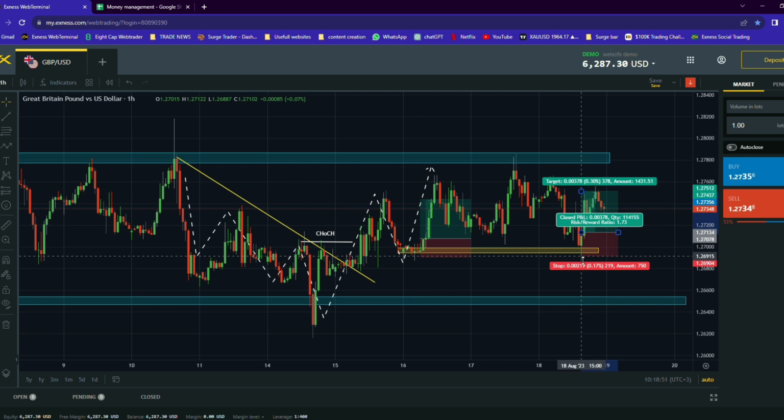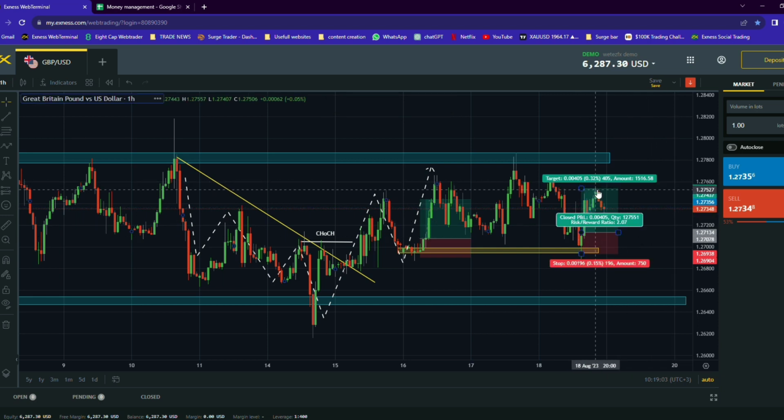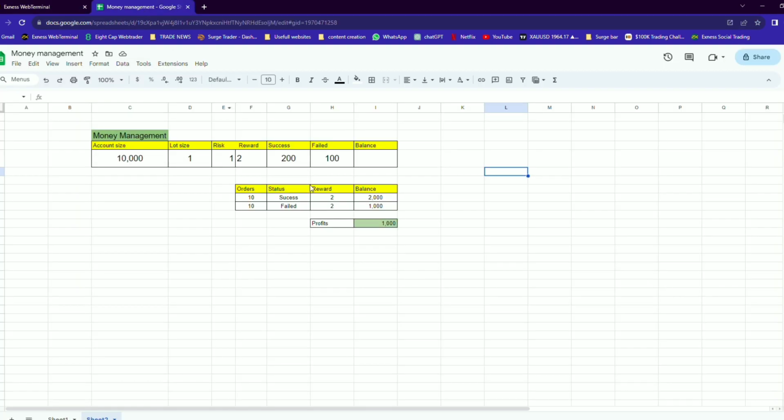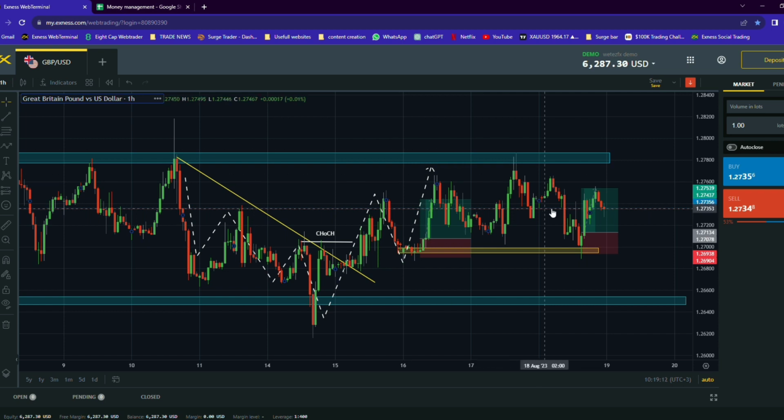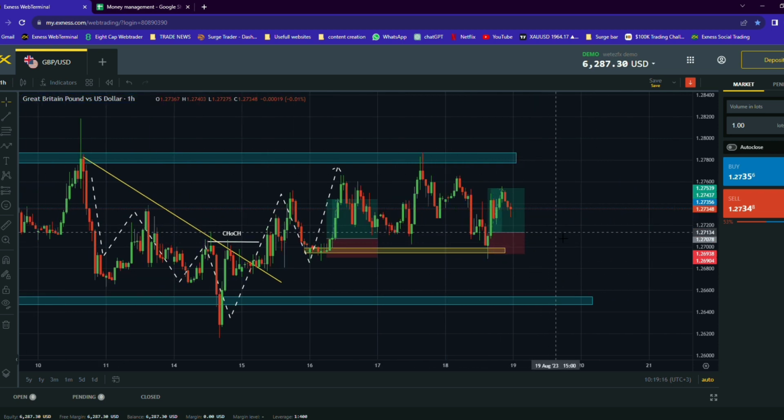You're putting your risks below the demand, and you're putting your gains. Let's try to make it 2. You're putting your gains a little bit around 2, so it has to be a risk of 1 to 2. We are trying to fit all the setups into this 1 to 2. So you have a second order right there that has a risk to reward of 1 to 2.